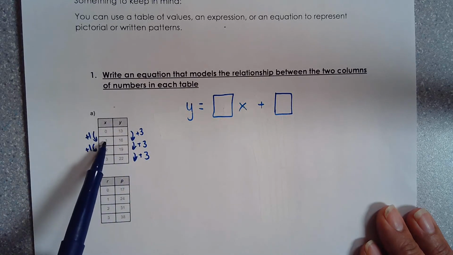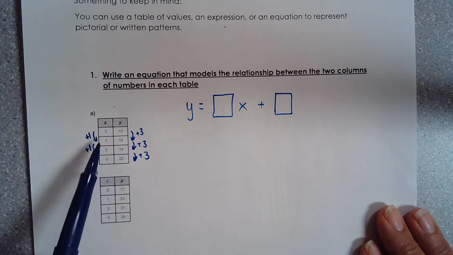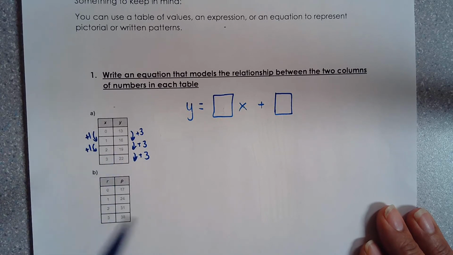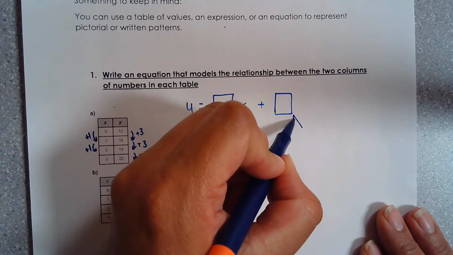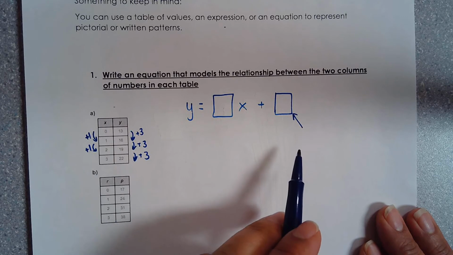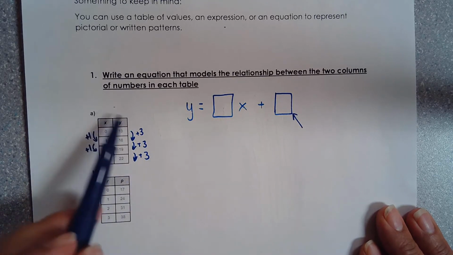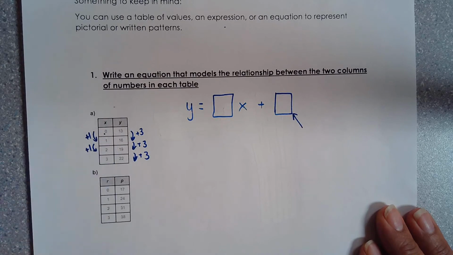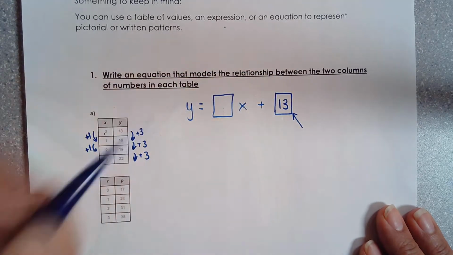What do you do to the x value to get the y value? So what do we do to the 1 to make it 16? What do we do to the 2 to make it 19? And if you remember from the last lesson, this value here is the y value when x equals 0. So if I look at this table of values, it's already given it to me. I don't have to backtrack and figure it out. So when x equals 0, y equals 13.